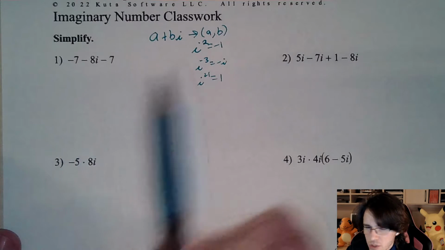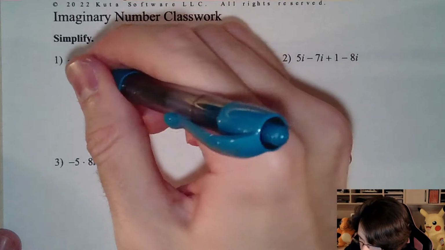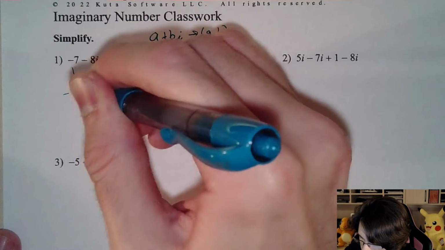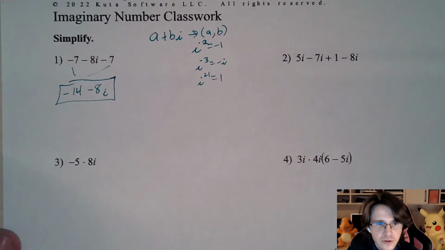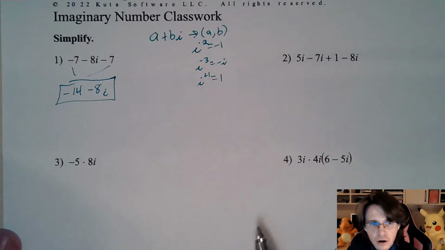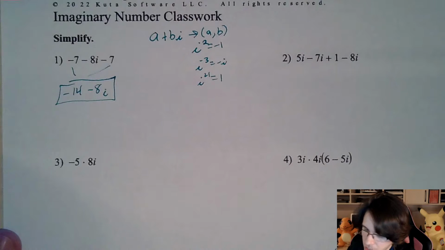To start off, though, we're quite literally just adding like terms. The -7 and the -7 become -14, and then -8i. Starting off with a freebie, really not much to it, but we are in that a plus bi format. -14 first, then the -8i afterwards, ending with i.